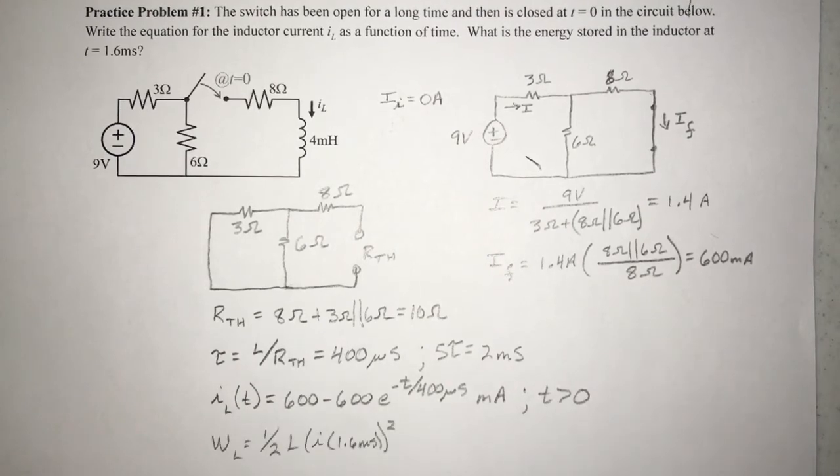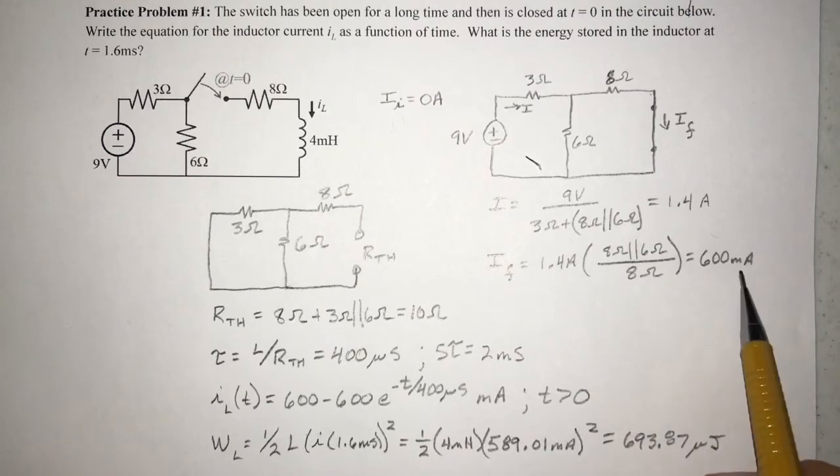To find the energy stored in the inductor when time is equal to 1.6 milliseconds, we'll use the equation 1/2 L i squared, and then we'll plug 1.6 milliseconds in for t and solve this equation. Turns out the energy stored in the inductor's magnetic field at t equals 1.6 milliseconds is 693.87 microjoules. Note that the current comes out to be 589, which is very close to 600 milliamps because the time 1.6 milliseconds is close to 5 tau.